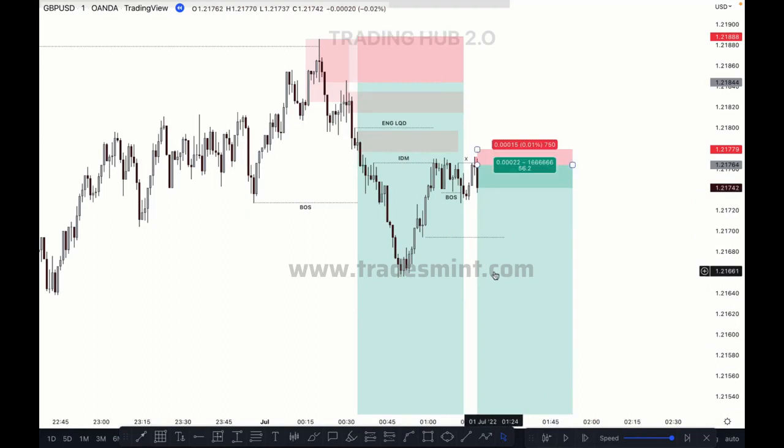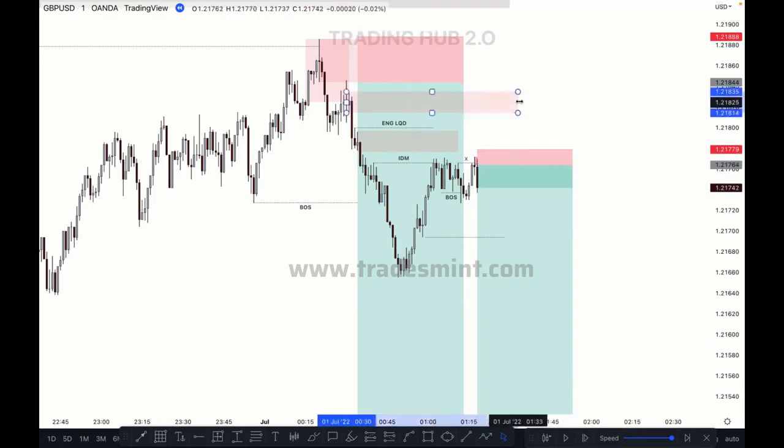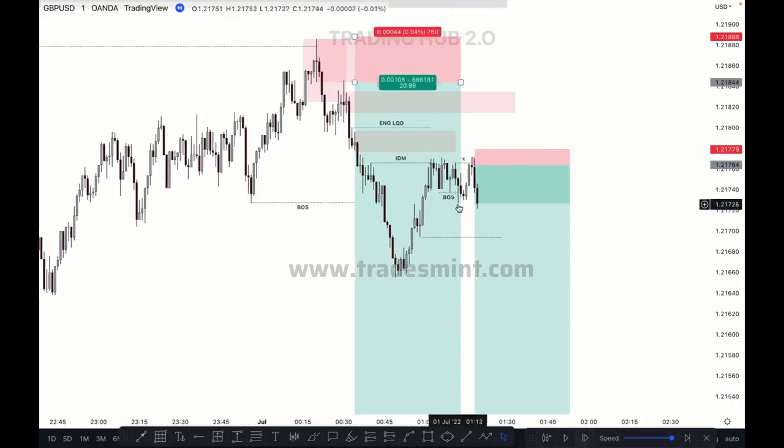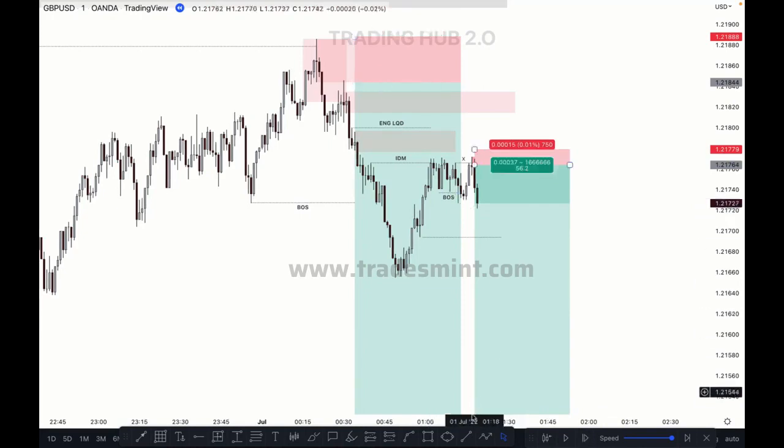In case the market pushes higher to mitigate something here, then at least we can make good profit. If not making profit, at least we can cut at the break even point. Okay, so let's see what happened next. You can see the market broke this structure. Okay, after breaking this structure, where is our next entry?